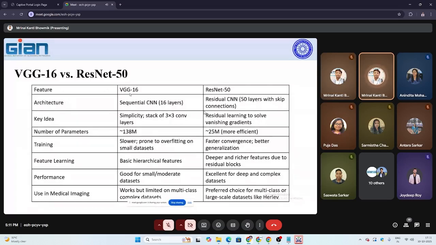ResNet, on the other hand, introduced residual learning using skip connections, which will be discussed in the further slides. These connections allow the network to bypass layers and help solve the vanishing gradient problem, which will also be discussed in the next slide, why vanishing gradient is a problem in deep neural networks, enabling much deeper networks to train effectively. Despite having 50 layers, ResNet50 is more parameter efficient than VGG16 and achieves better generalization on complex or multi-class datasets. In short, VGG16 is simpler and good for small datasets, but ResNet is perfect for medical image analysis.